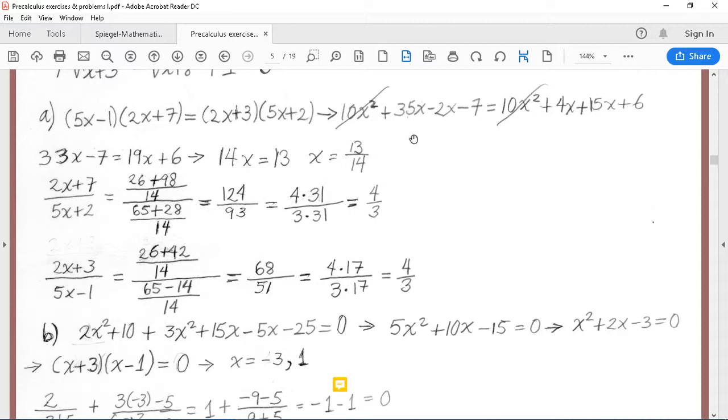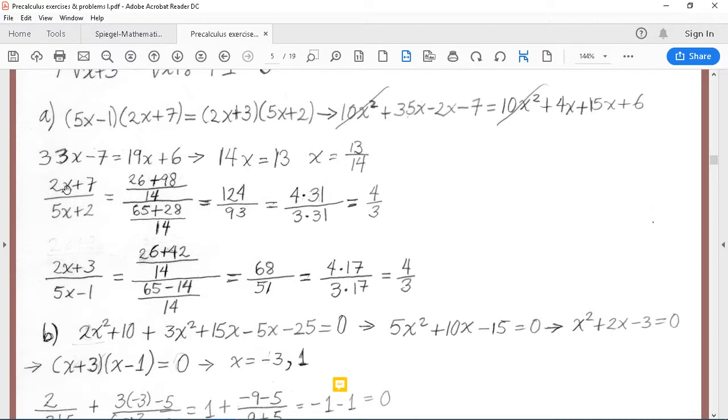So we have 35x minus 2x is 33x, and we have minus 7. On this side, we have 4x plus 15x is 19x plus 6. Okay, so 33x minus 19x is 14x, and 6 plus 7 is 13, so x equals 13 fourteenths.